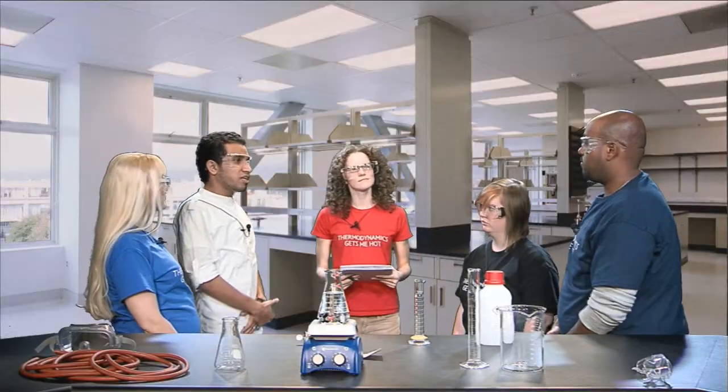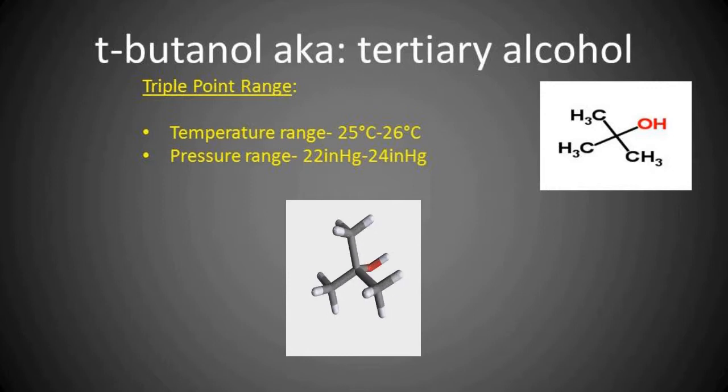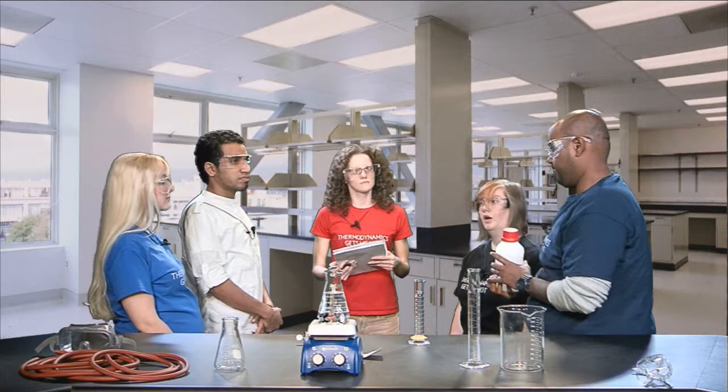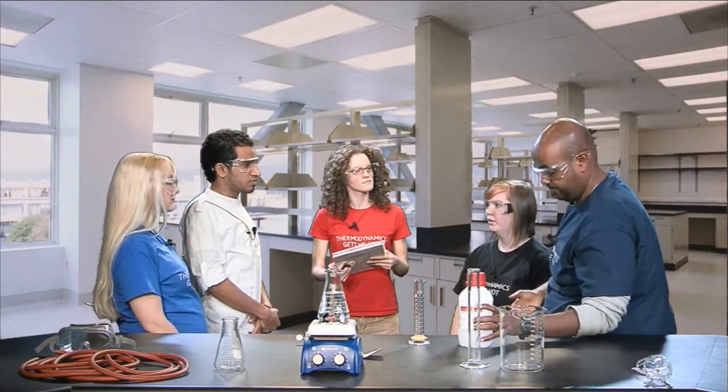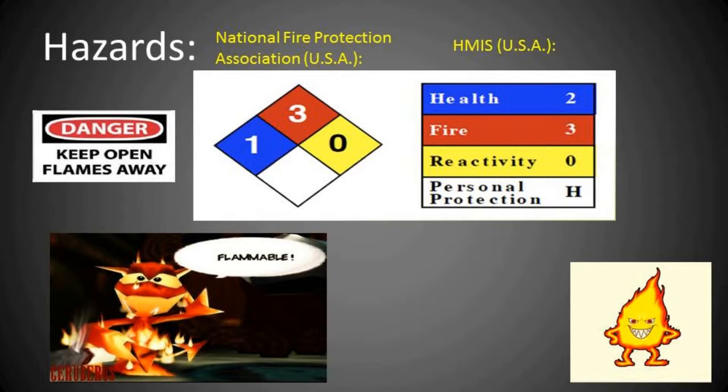So, what chemical will you use? We'll be using T-butanol. T-butanol is a tertiary alcohol, and it's convenient because its temperature and pressure at the triple point can be measured easily in the lab. Although it's perfect for demonstrating the triple point, it's extremely flammable and should be used with caution. It should not be exposed to any open flames or extreme heat.